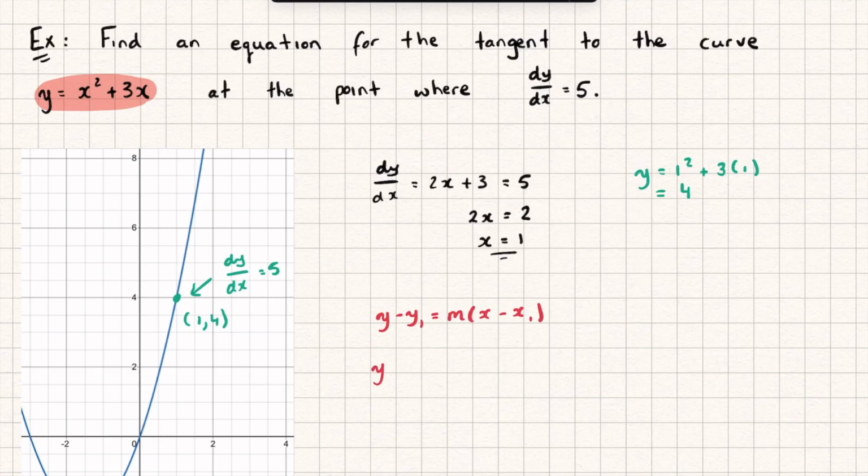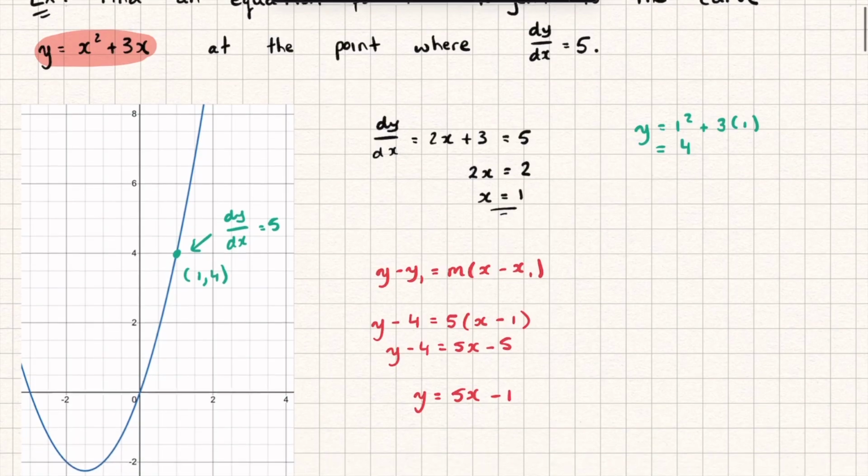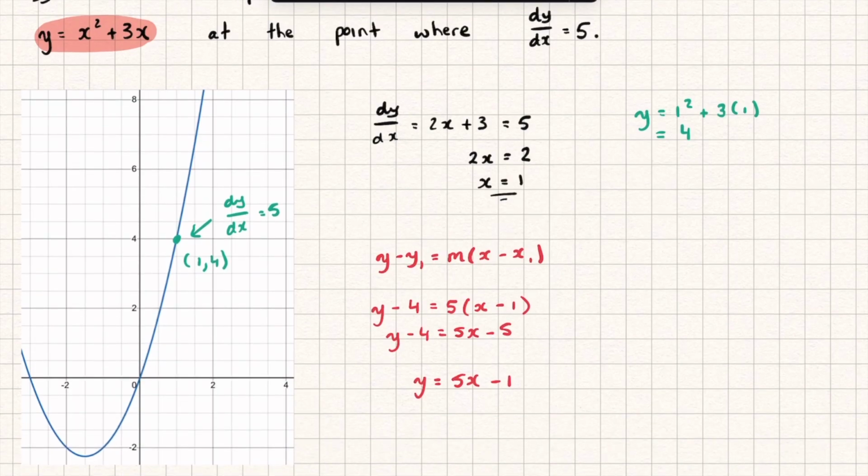So it's going to be y minus the y coordinate, which is 4, and that's equal to the gradient. Well, the question told us that was 5 multiplied by x minus the x coordinate, which is 1. And so we get y minus 4 equals 5x minus 5, and let's add 4 to both sides. y is equal to 5x minus 1. And that would be the equation of our tangent line. And I'll see if I can add it onto our sketch. That's not too bad. It's going to look something like that. So this line will have the equation y equals 5x minus 1.